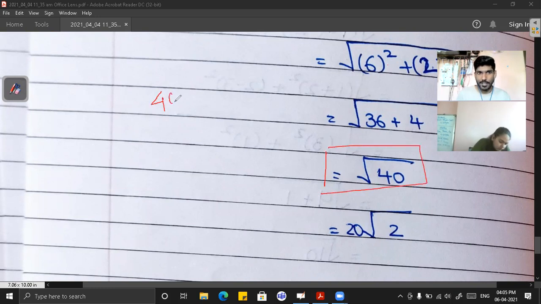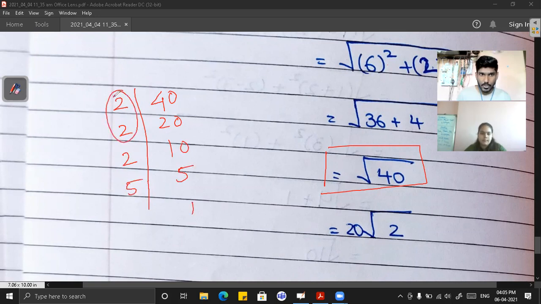Okay, so if you find the prime factors, tell me the prime factors. 2, 20, then 2, 10, correct. Then 2, 5. And lastly, 5, 1. So you have a pair here, 2, and these two are single. So what is in the pair? That will be written first, 2. And inside the root, what is single? Here there are two numbers that are single. It is 2 and 5. So you write both inside the root, 2 into 5.